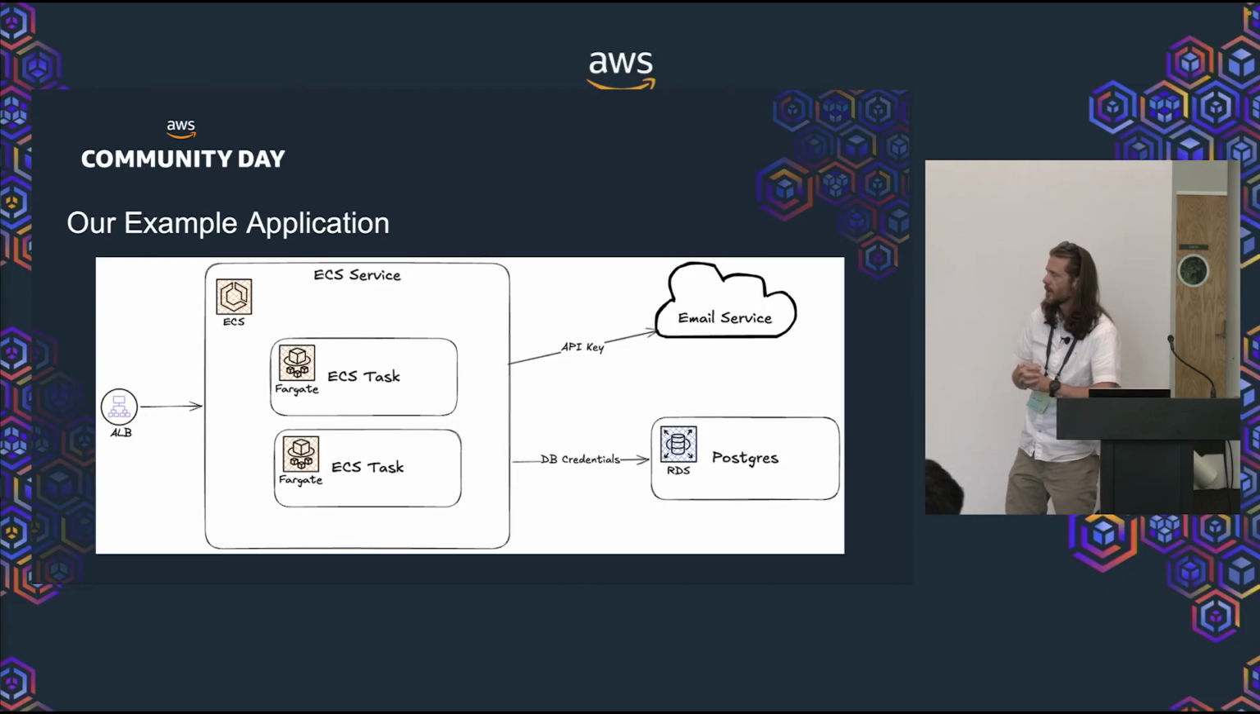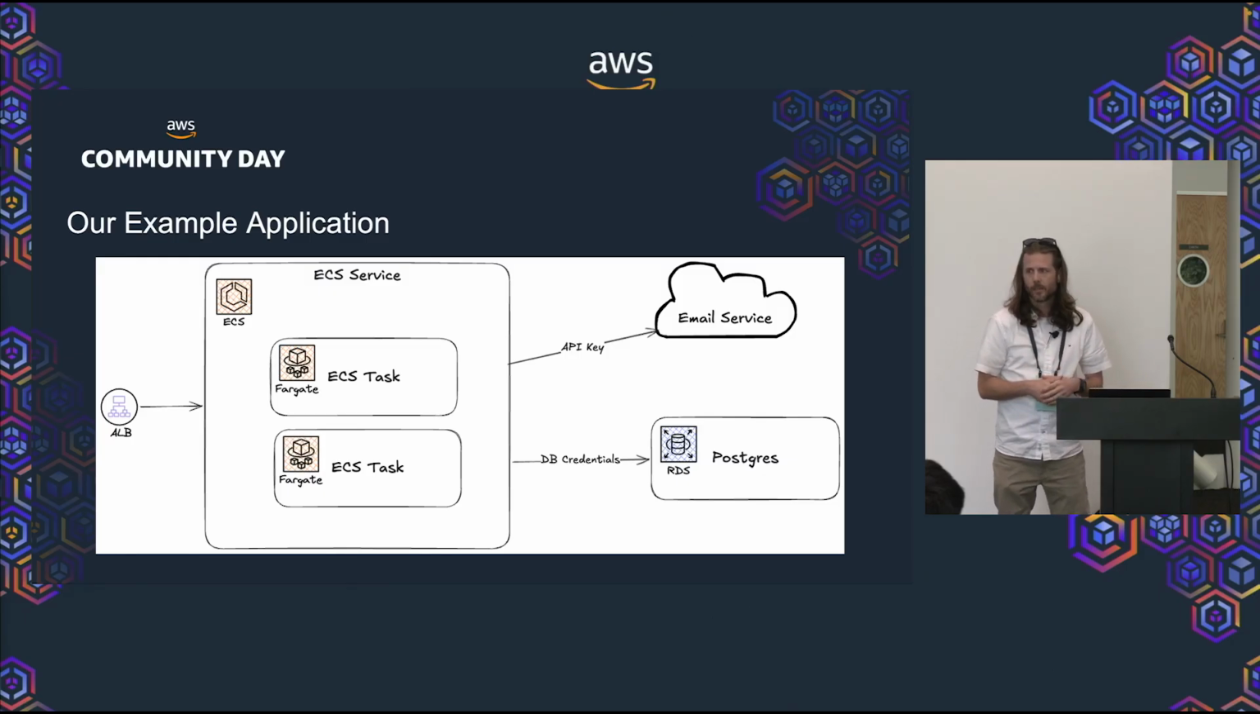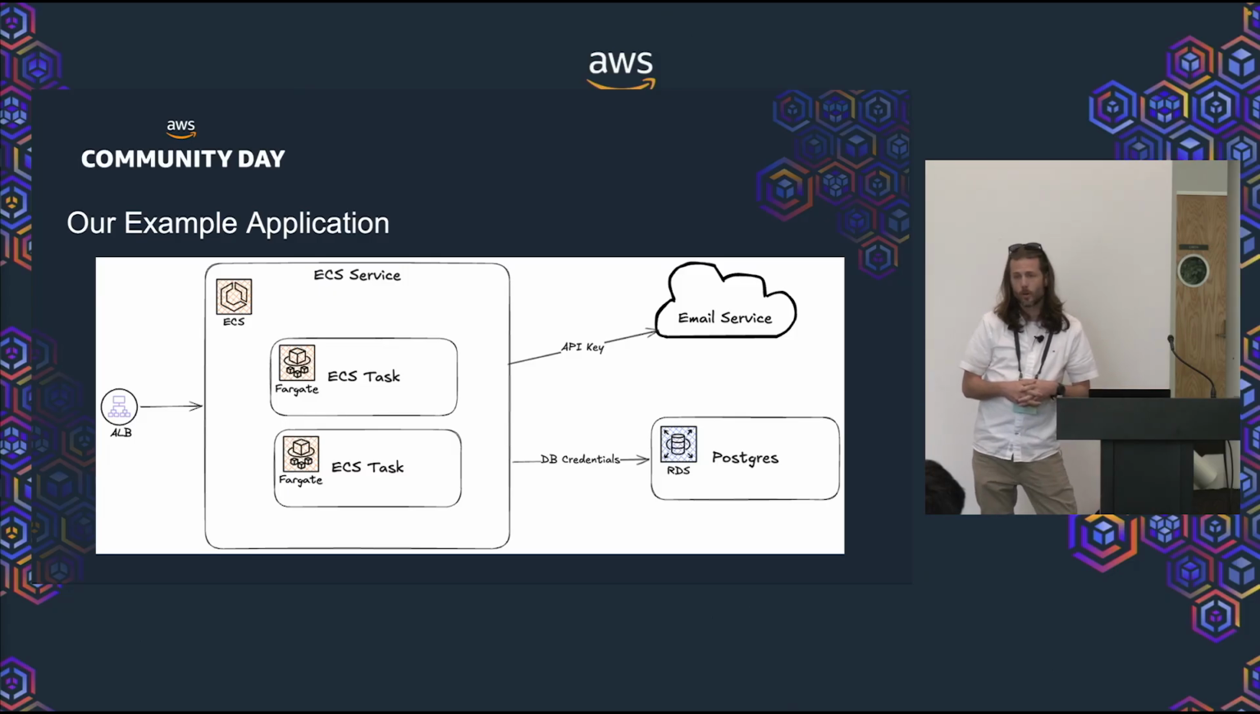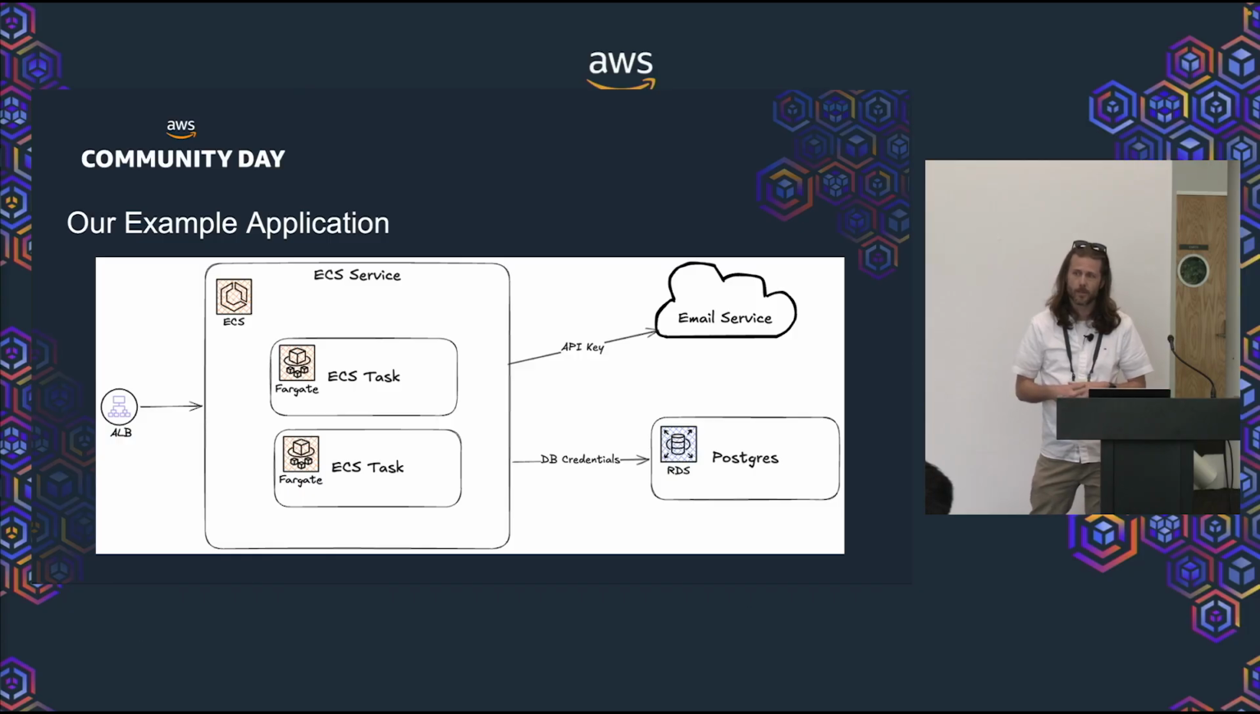Let's look at our example application. We'll just say it's an API, doesn't really matter what it is. But we have a containerized application running as an ECS task. We're going to use Fargate for compute. This is part of an ECS service, and it's fronted by a load balancer. Now our API, so this ECS task, needs to access an external email provider. So there's an API key that would be secret. We're also utilizing Postgres on RDS. So we potentially have database credentials, though there are some other solutions to make those temporary.